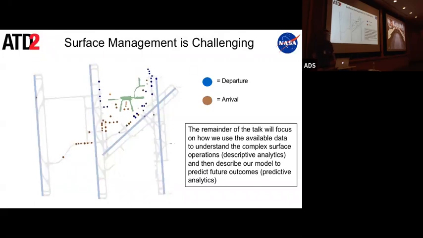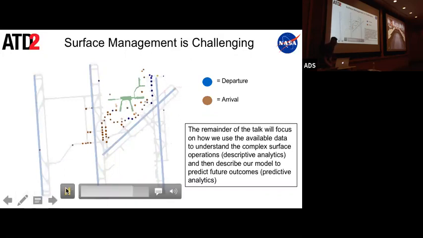When you look at the complexity of what's going on here, you can see that surface management is challenging. You have all these arrivals, you have all these departures. They might need to go to opposite sides of the airport, which means that they need to go against the flow and streams here. And it's just a major challenge.